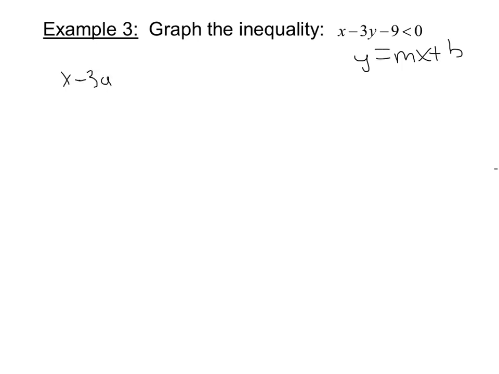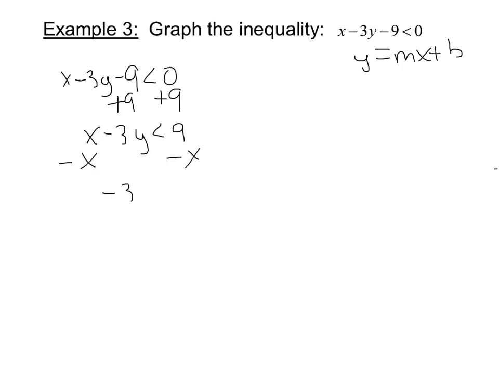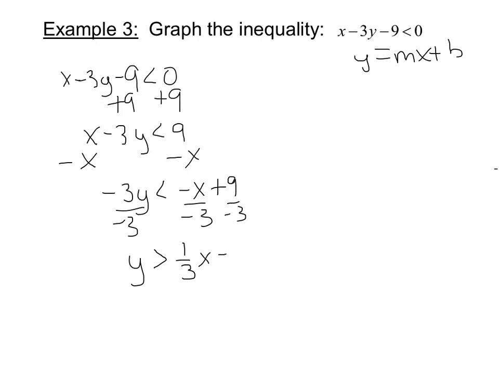So, x minus 3y minus 9 is less than 0. Add the 9 over. X minus 3y less than 9. Subtract the x. So that's going to be negative x plus 9. Divide each piece by negative 3. And remember, when you're dividing by negative, you have to flip the inequality. So that would be positive 1/3 x minus 3. So now identify the slope and the y-intercept. M is how you move, B is where you begin. Now that we've identified these, we can go over and graph it.